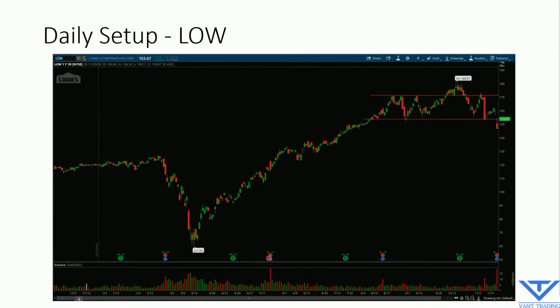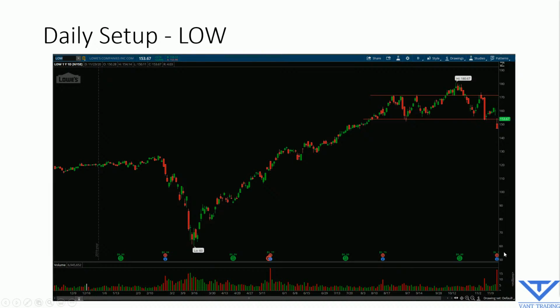Let's look at a couple setups on the daily and intraday. Look at the nice support in Lowe's. This is the Home Depot competitor Lowe's, obviously, not the movie theater. 170 was nice resistance up here. That 150, kind of 4-ish, looked to be support. Had a nice little bounce here, nice little bounce here. Tried to reach it here. Bounced nicely here in November.